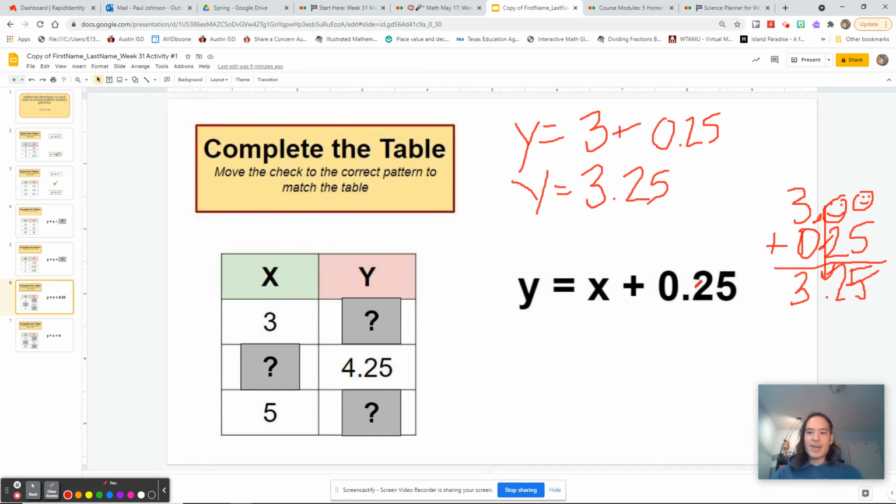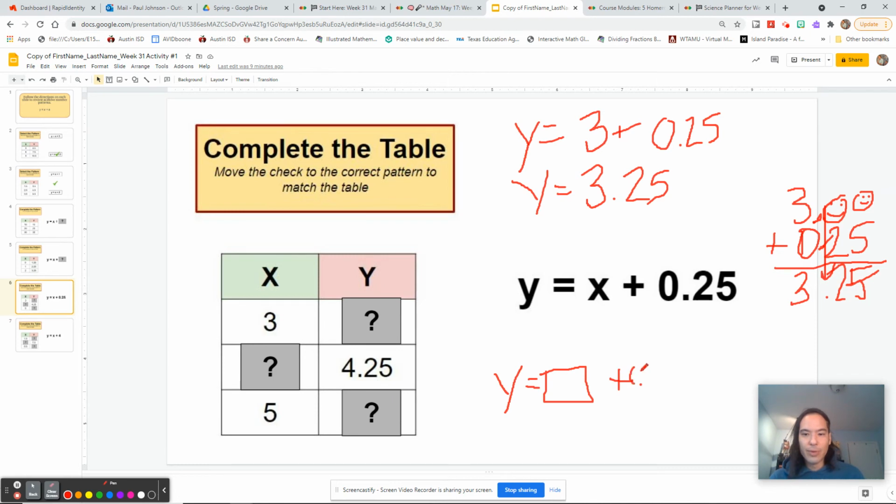All right, so 3 and 25 hundredths will be the answer right here because we're adding a quarter to 3. So what did we add a quarter to get 4.25? Think about that. So we can plug in, x is going to be a blank on the second one, so y is what we do know, x is what we don't know yet.